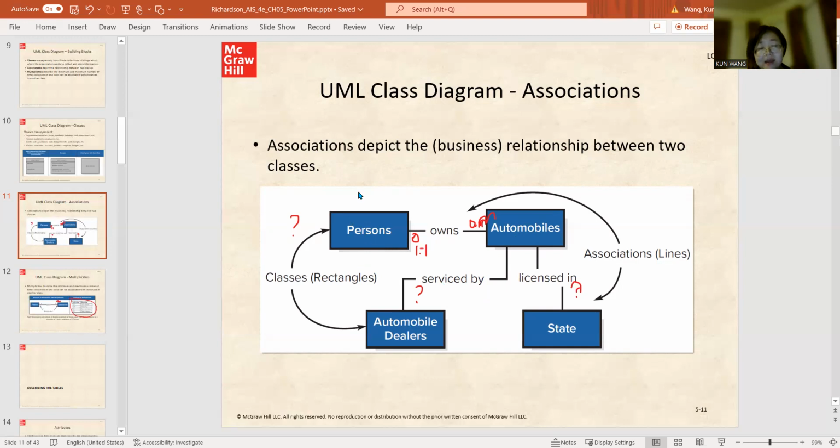Okay, and maybe let's try one more. Let's see this in the middle. Maybe the person or automobile dealer first. So when a person chooses to find a car service, what's the minimum and the maximum car dealers they can seek, or want to search?